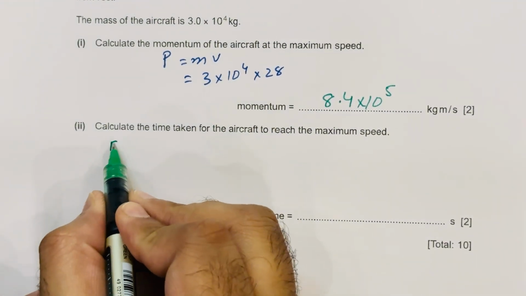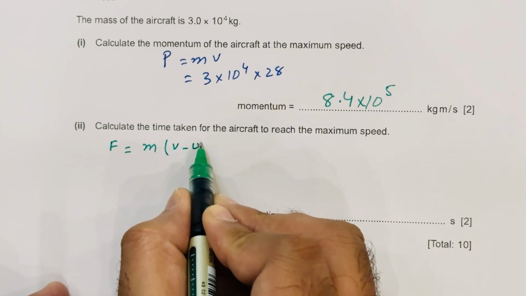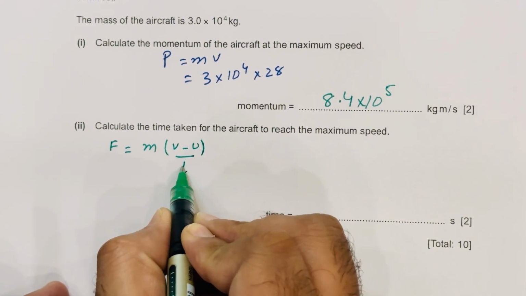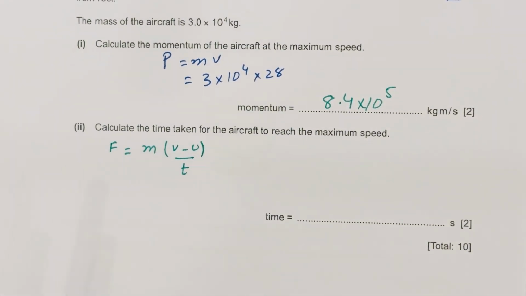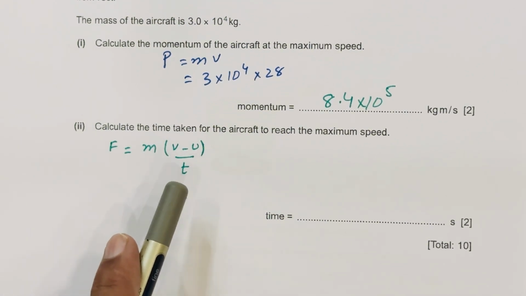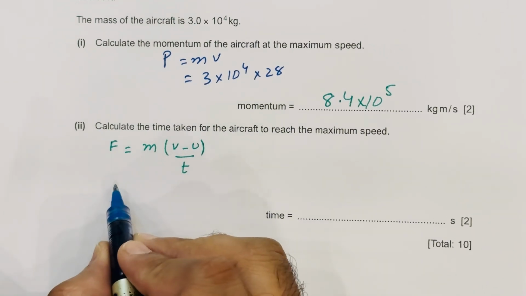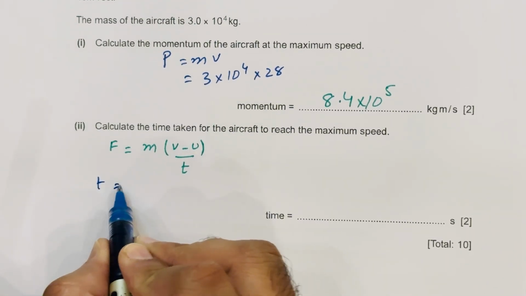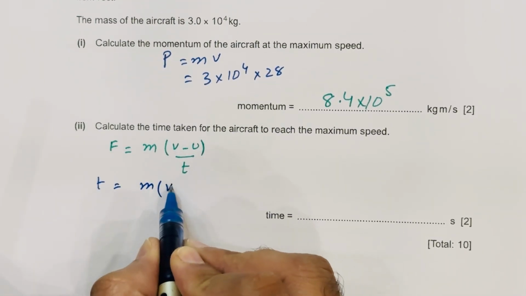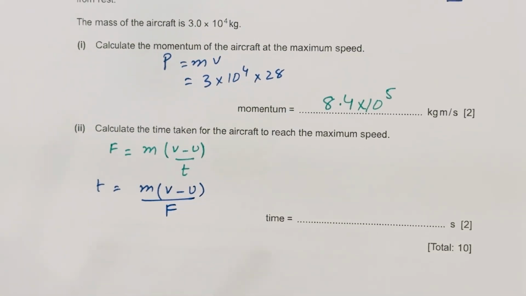So you can write F is equal to m(v minus u) divided by t. This is the formula that is actually derived from the formula F is equal to ma, where a is the rate of change of velocity. So you're going to apply it like that. We need to calculate the time, so the formula for the time would be t is equal to m(v minus u) divided by force.